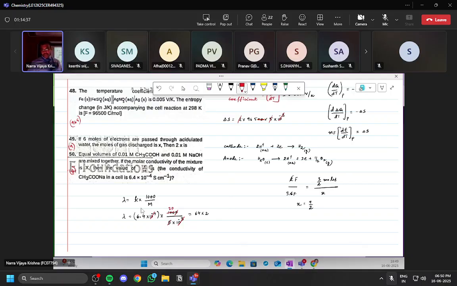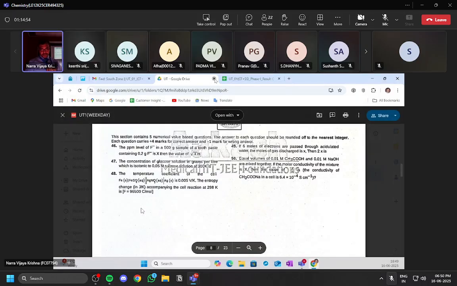In this way, you need to do analysis of your paper. Otherwise, everything becomes wasted. So whenever you are preparing, you need to prepare more seriously. I will close this.